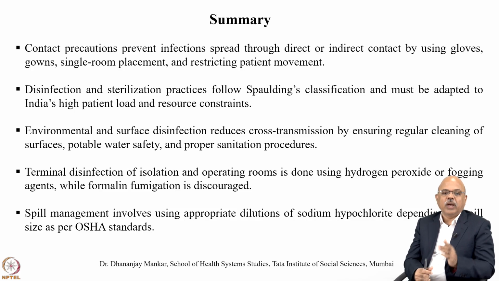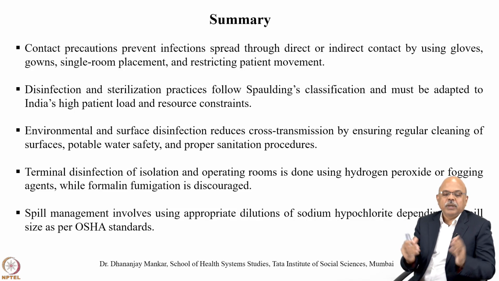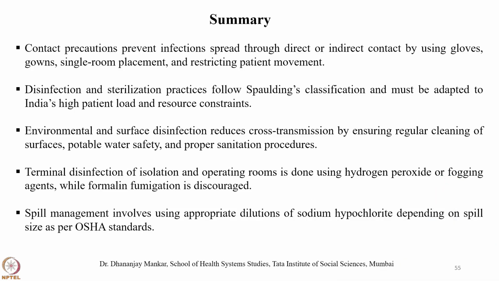Terminal disinfection of isolation and operating rooms is done using hydrogen peroxide. This is very important when you have to scrub a superbug, or sometimes you may find a particular ward, room or even a zone of your hospital suspected of developing a huge load of HAIs. To scrub them, you should always use hydrogen peroxide or fogging agents in proper proportion, while formalin fumigation is discouraged.